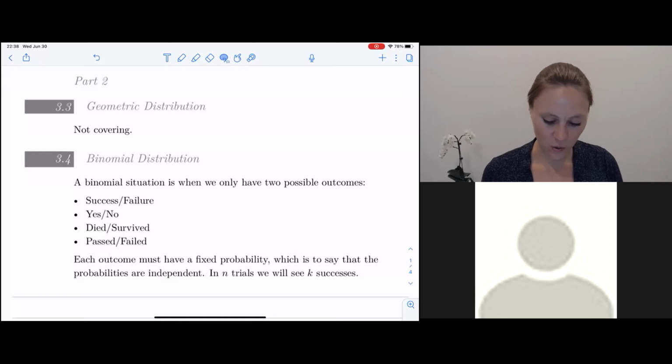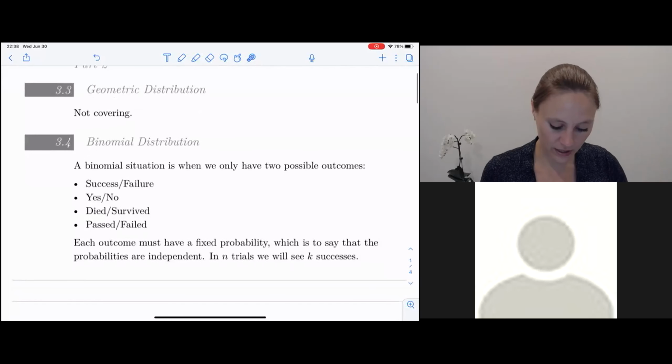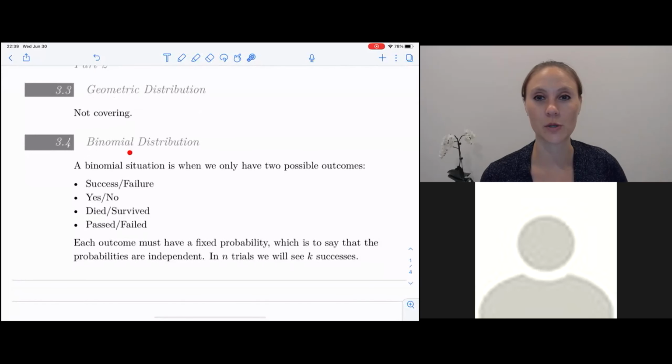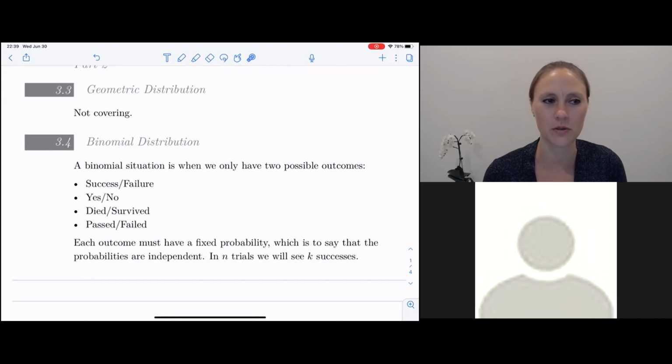All right. So we're not going to cover the geometric distribution just because I'm finding there's not enough time, and that's okay. But we are going to cover the binomial distribution. So the only distribution that we've talked about so far is the normal distribution or a skewed distribution. Okay, so we've talked about a few. A skewed distribution, a bimodal distribution. And so a binomial distribution is a little bit different.